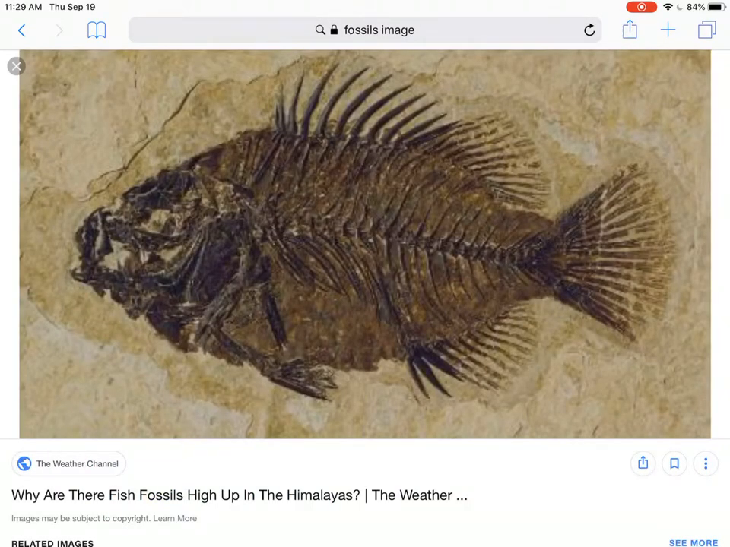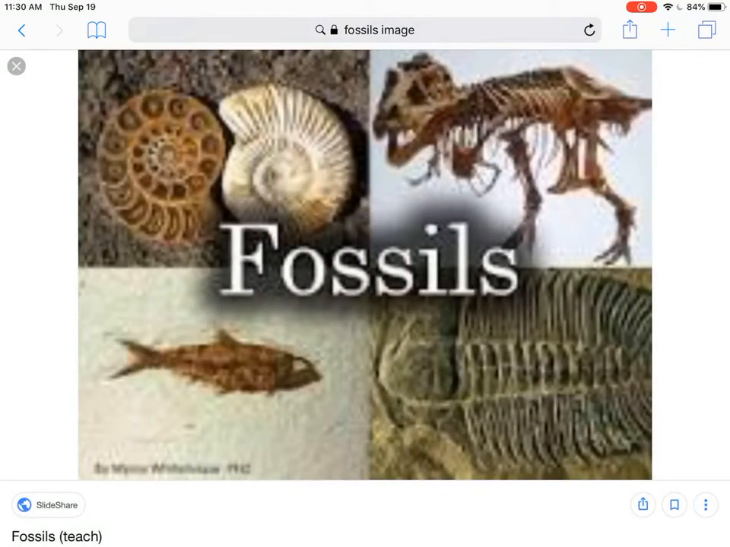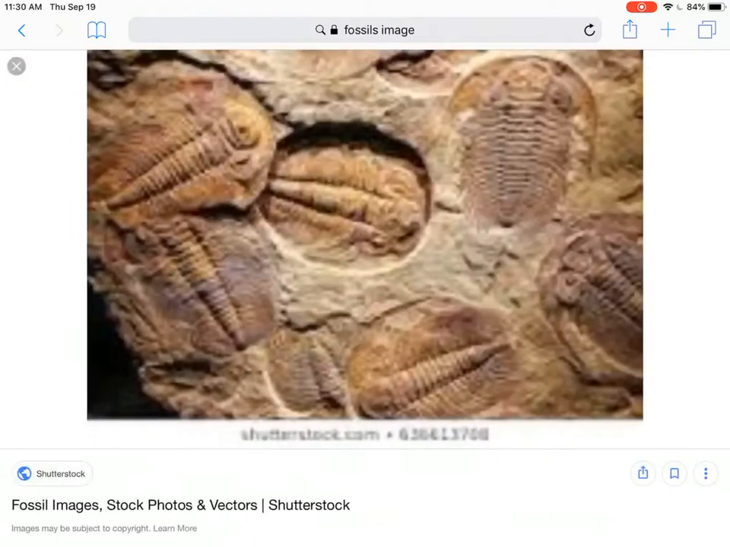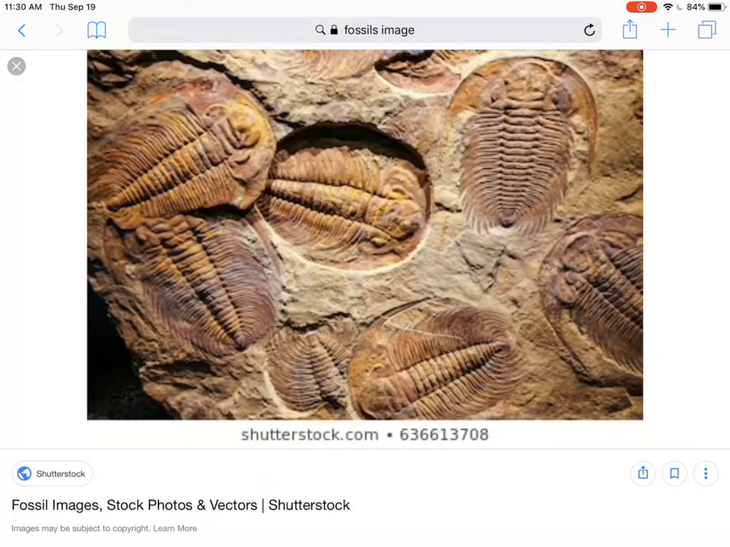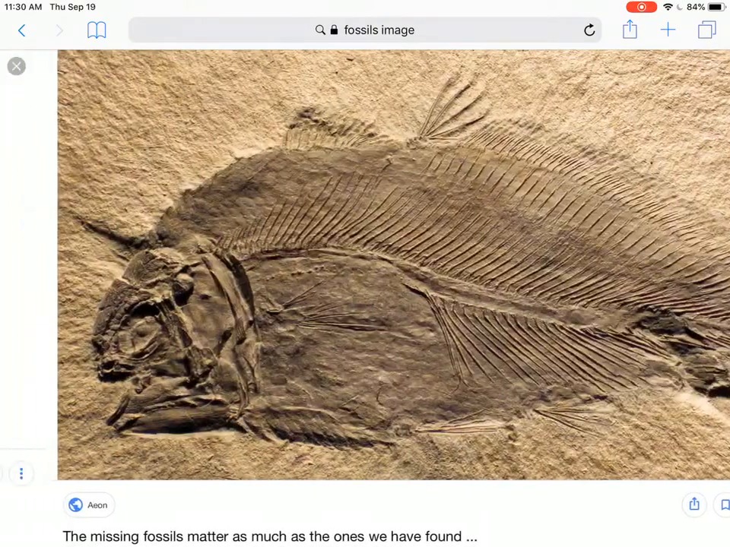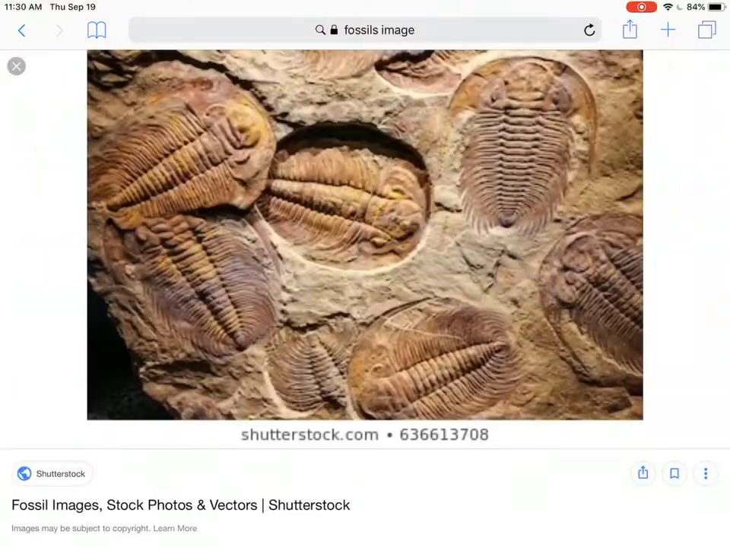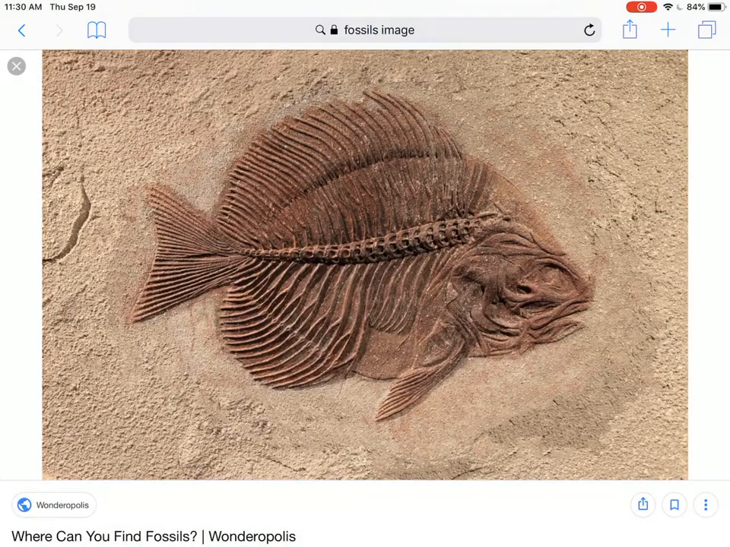Here's a good one. You can see that fish obviously passed away, and that's the preserved remains. Here is a fossil of some sort of animal. There are some fossils of plant or algae. I'm not sure what that is exactly. So these are images of those once living creatures or plants that have become fossilized. That one's pretty impressive.